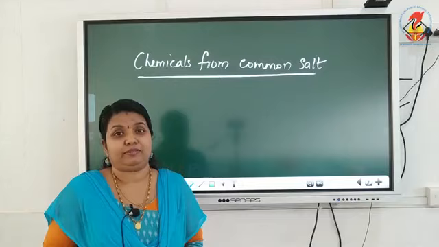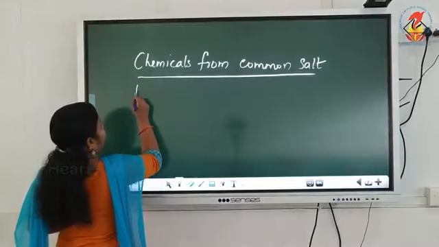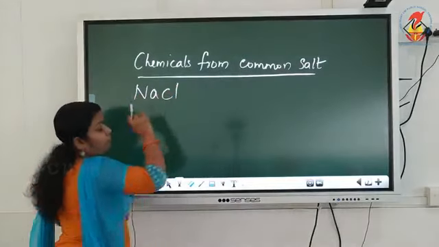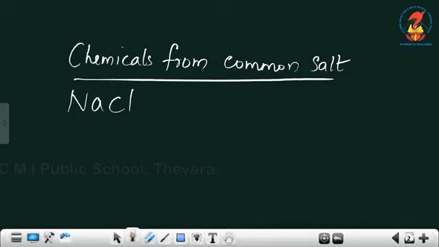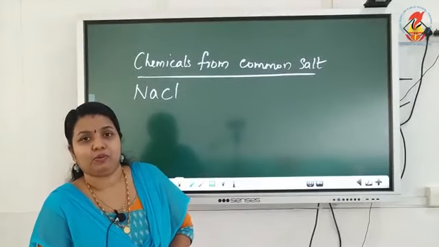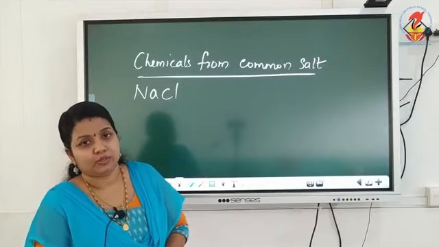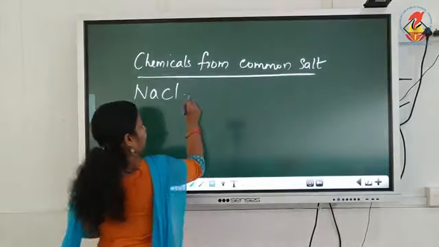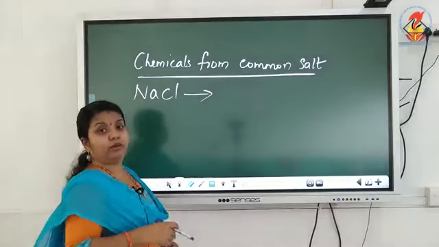Common salt is the most commonly used salt, sodium chloride. That is the salt that we use in our homes. In curries and all dishes we put salt, that is known as common salt, sodium chloride. Now how is sodium chloride obtained? What is the source of sodium chloride?